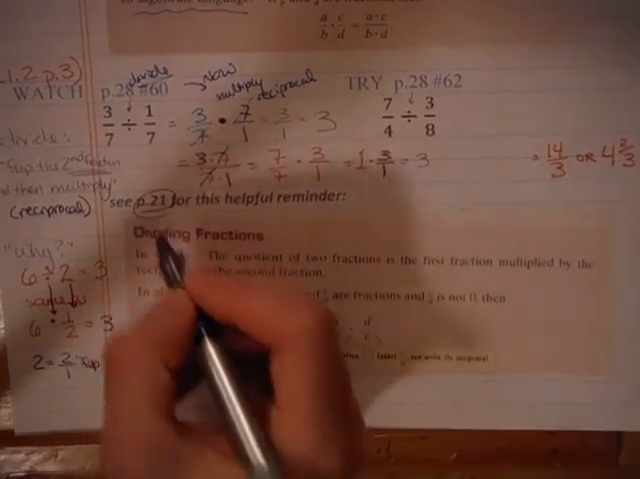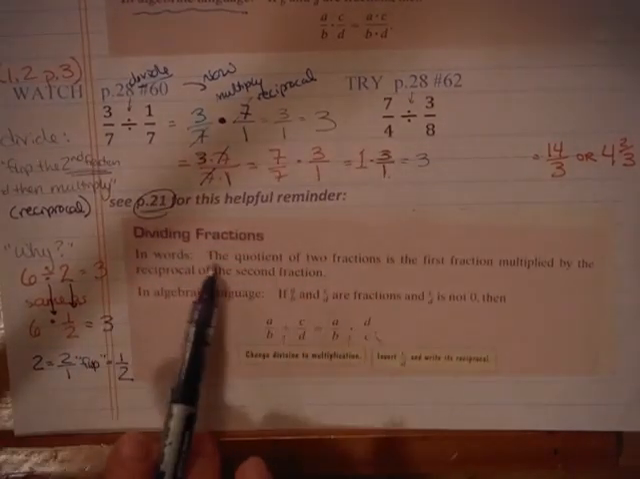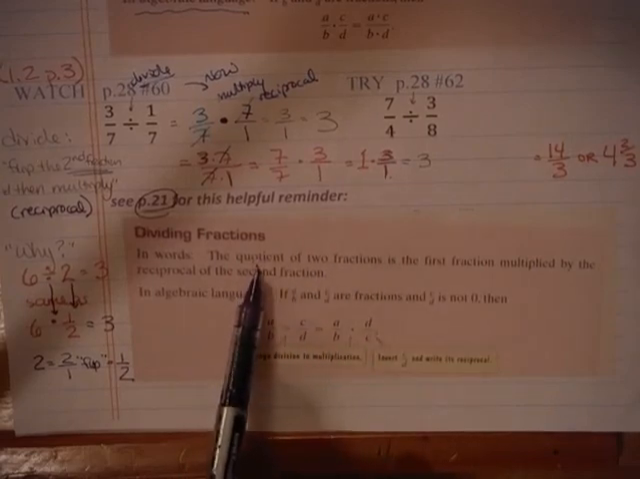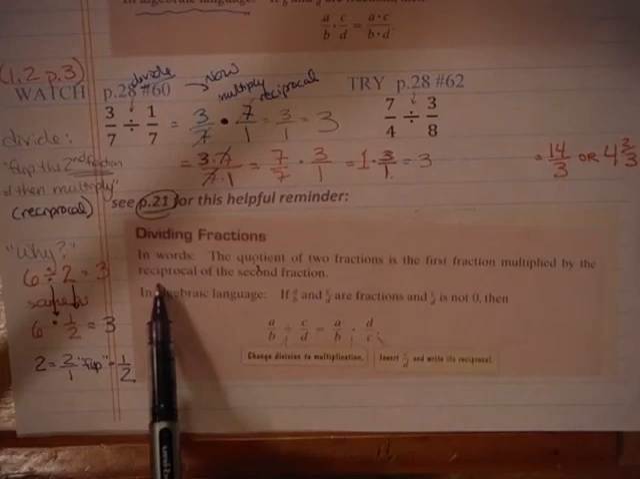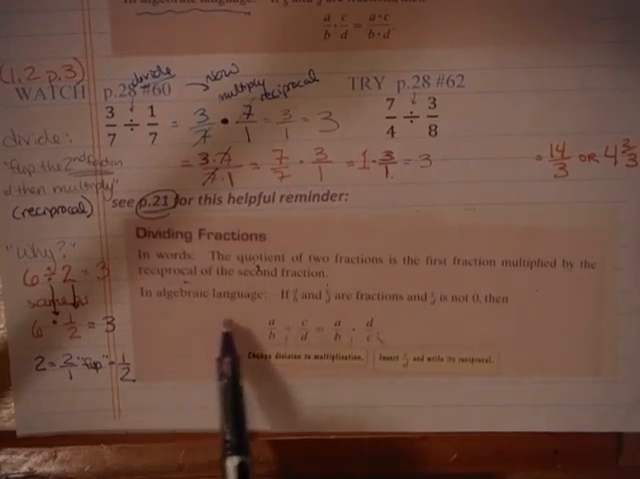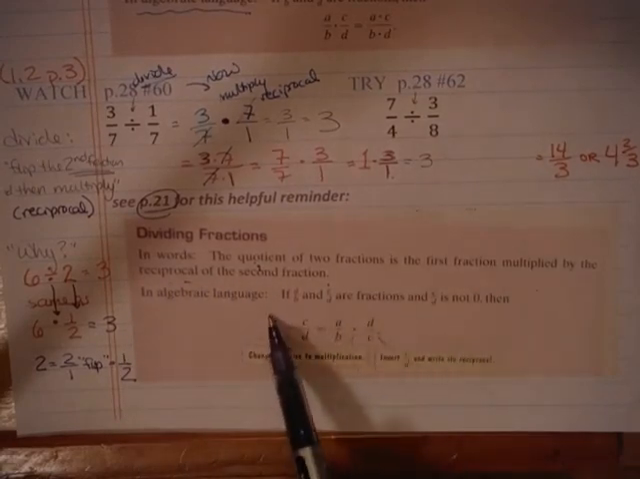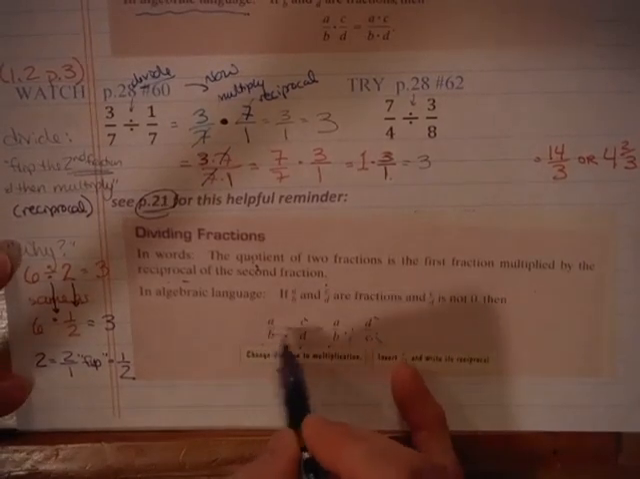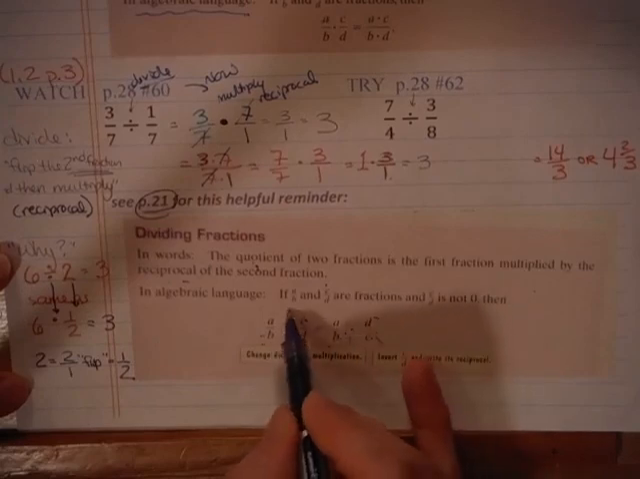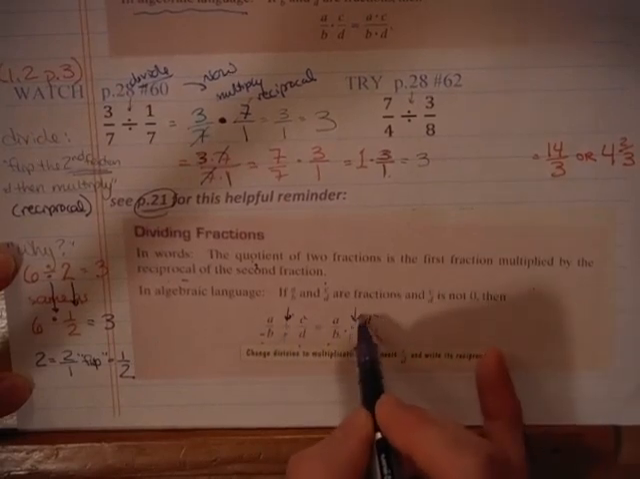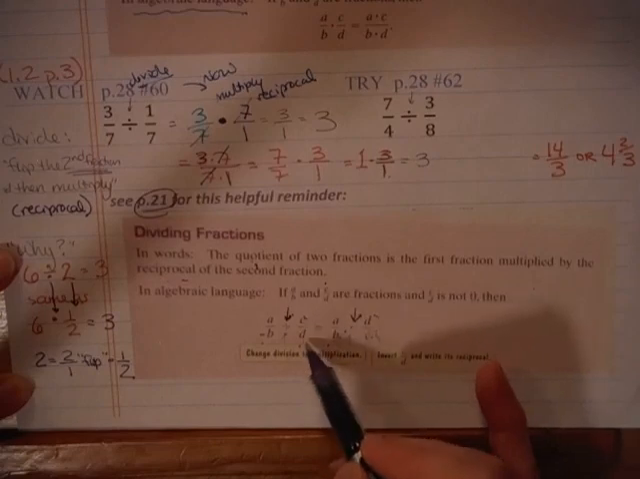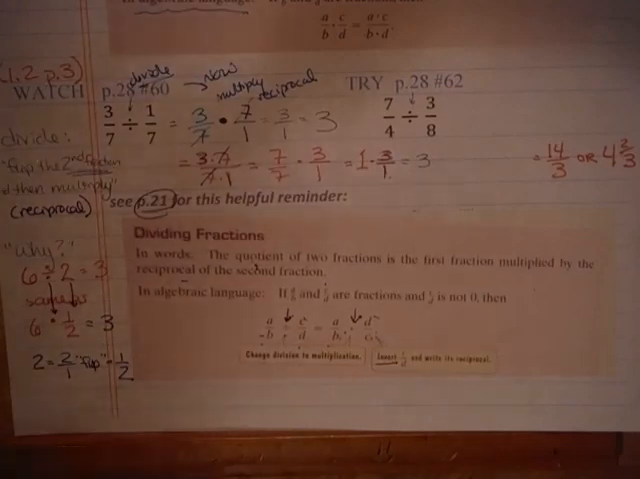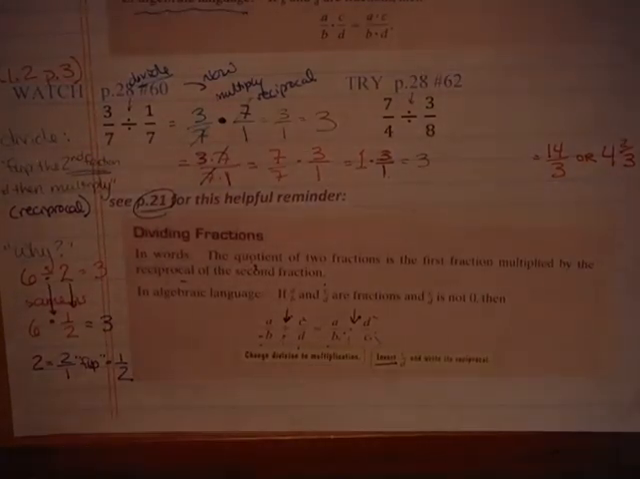Page 21 gives you a chance to see how the book phrases it, talking about dividing fractions. The quotient of two fractions, that's the answer you get when you divide. First fraction multiplied by the reciprocal of the second fraction, and then they show it in algebraic language. a over b divided by c over d equals a over b times d over c. You've got the same first fraction, a over b. You've got division, and then it changes to multiplication, and then c over d flips to become d over c. They even use the word invert there for the inverse. And that takes care of page 3.